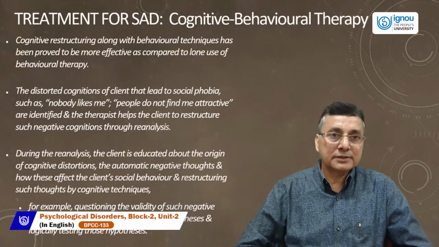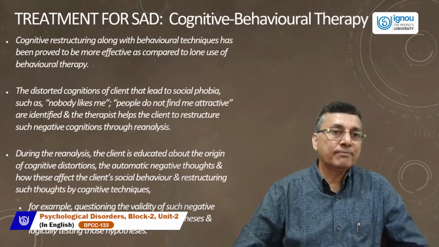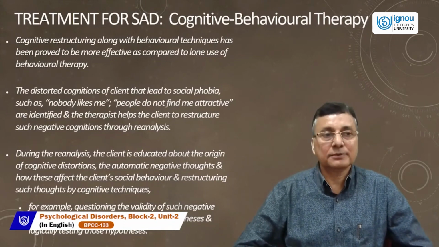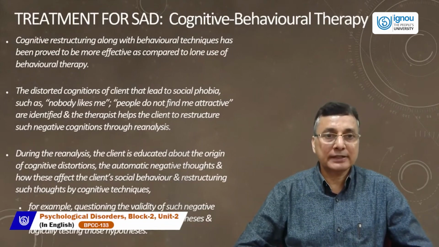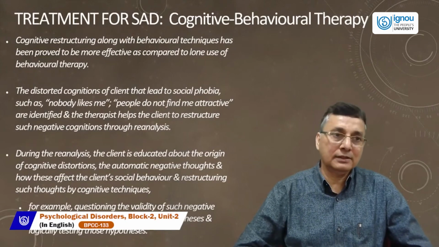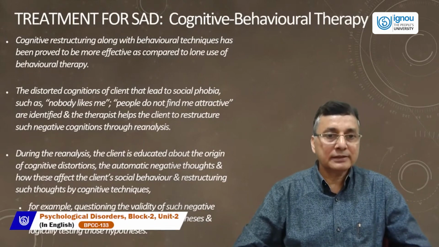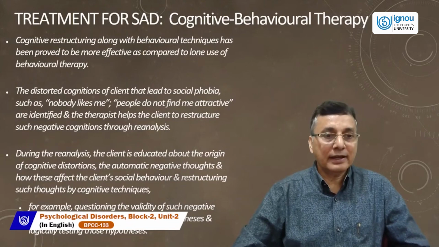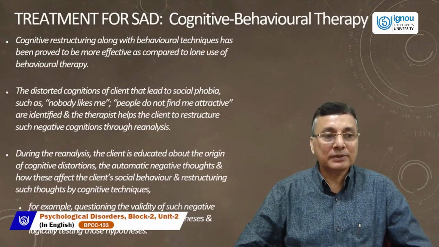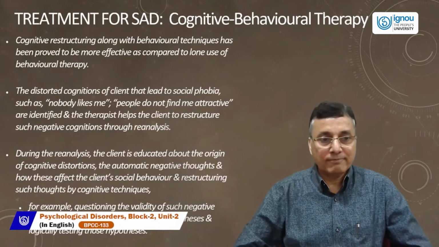Let us talk about the treatment for social anxiety disorder or social phobia. Cognitive behavior therapy, which involves cognitive restructuring along with behavioral techniques, has been proved to be more effective compared to using behavior therapy alone. The distorted cognitions of the client that lead to social phobia, such as nobody likes me, people do not find me attractive, are identified, and the therapist helps the client to restructure such negative cognitions through reanalysis.